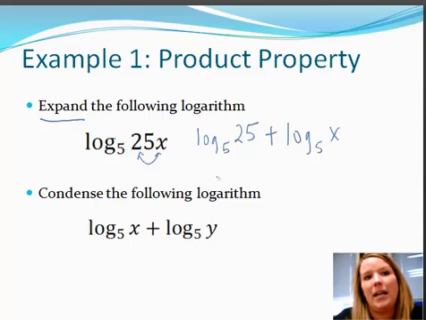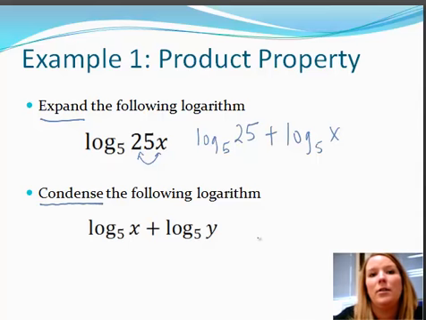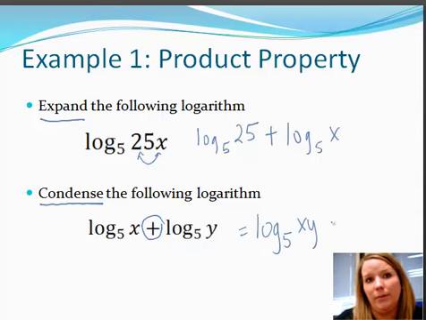Pretty simple stuff. Okay, if we want to condense it, that means we want to make it smaller. So we're going to use the property that this is addition. We're going to multiply the 2 things together. So this would be equal to log base 5, the base always stays the same, of x times y, so it would be xy. And that's all you do. Pretty simple. That's the product property.